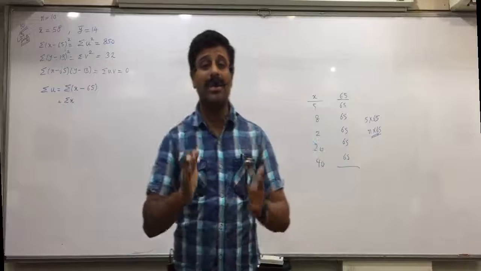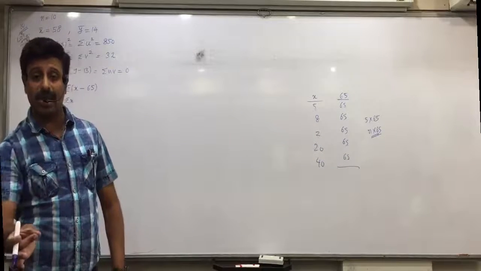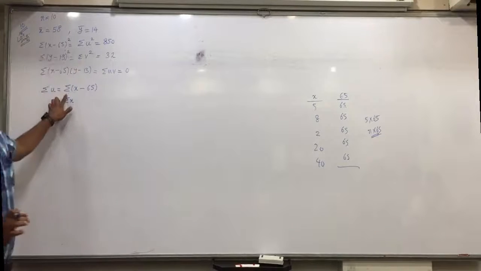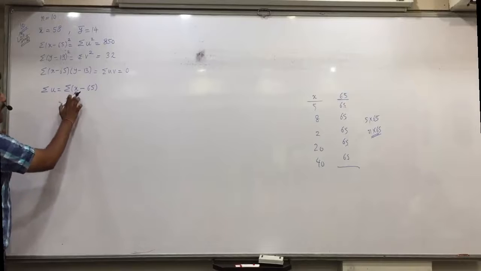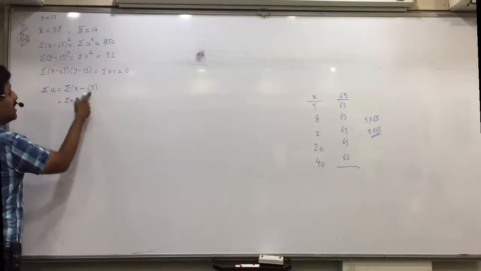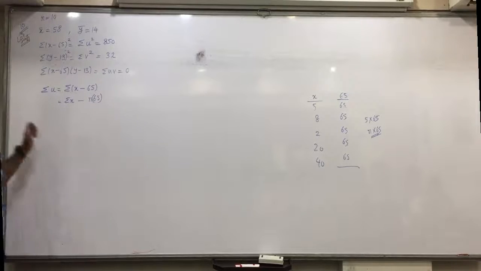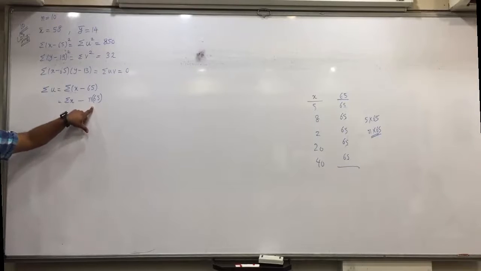65 is a constant number. So if all the values in the question are 65, what will be its total sigma? N into 65. So when we open the bracket, sigma x becomes sigma x. But what will sigma 65 become? N into 65. Raise your hand who did not understand this.